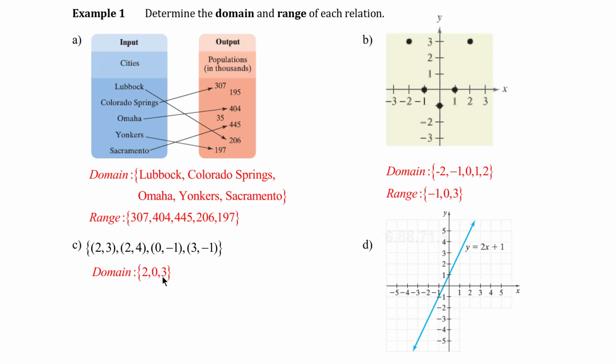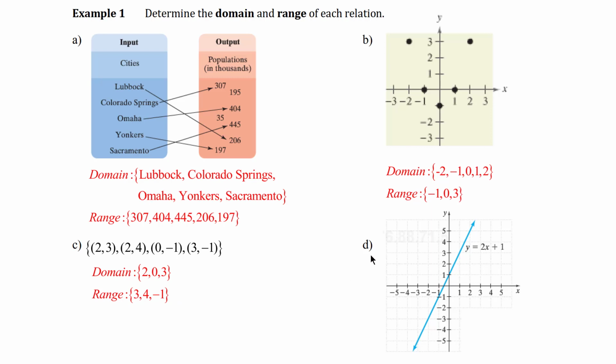For the range, we just list out all of the second components of each of the ordered pairs. So I wrote out a set of curly brackets, and then inside I wrote 3, 4, -1. Alright, so now let's move on to part D.